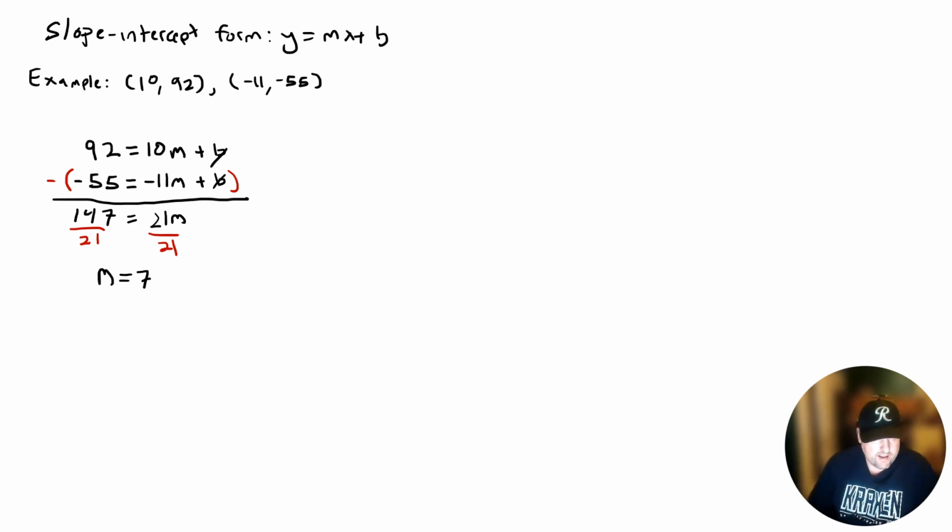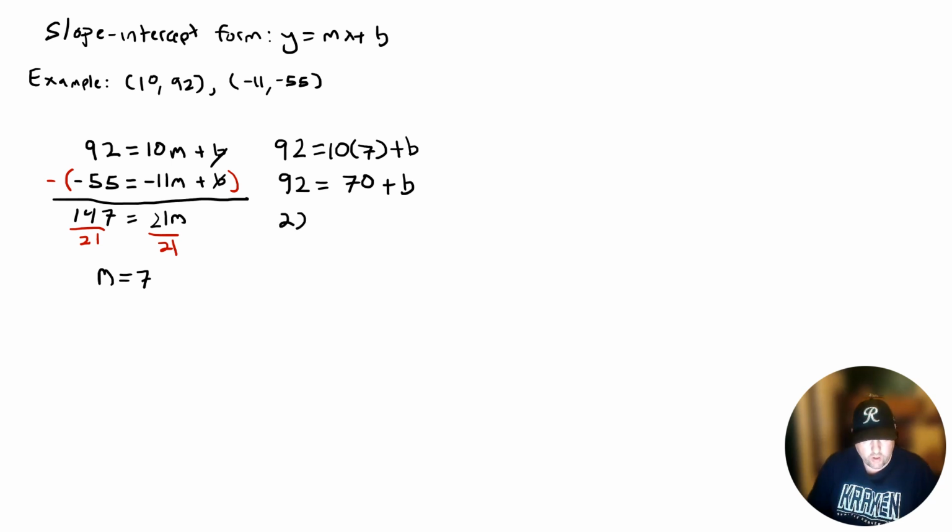Now to find b, since I'm using a system, I'll take the 7 for m and insert it into one of the equations I wrote to solve for b. I usually use the first equation. So just plug 7 in for m there, and let's see what we get. 10 times 7 is 70. Then we subtract the 70 away, which gives 22. So I have an m and a b, and the equation of my line is y equals 7x plus 22.